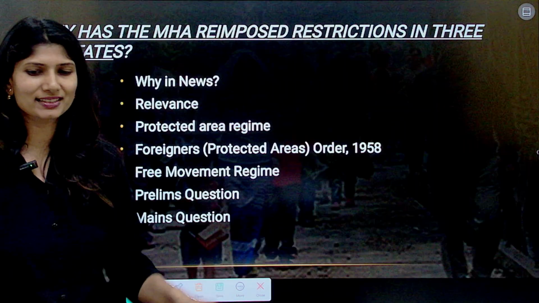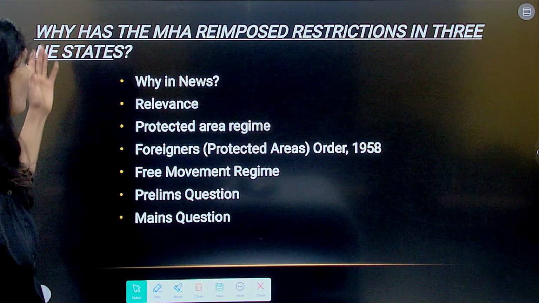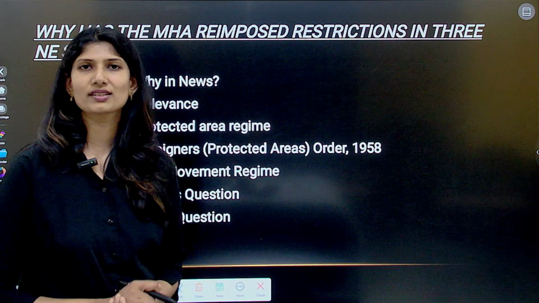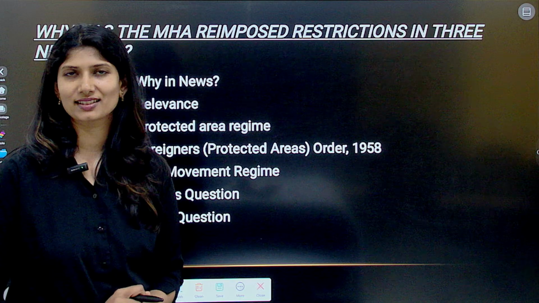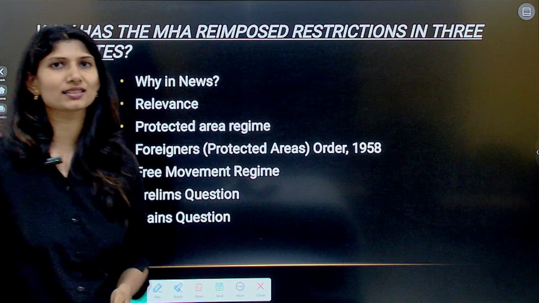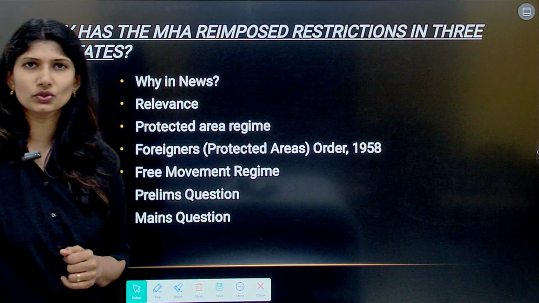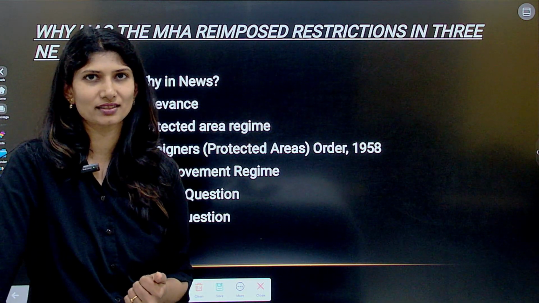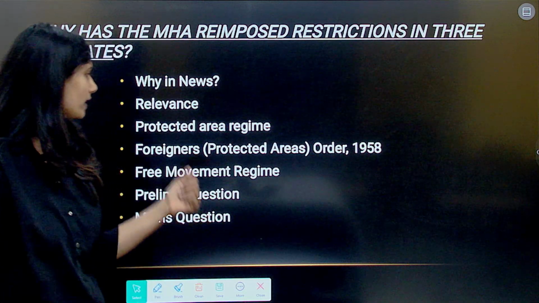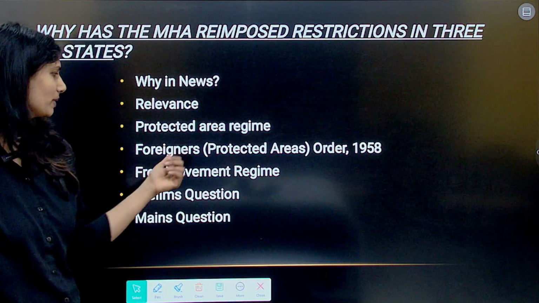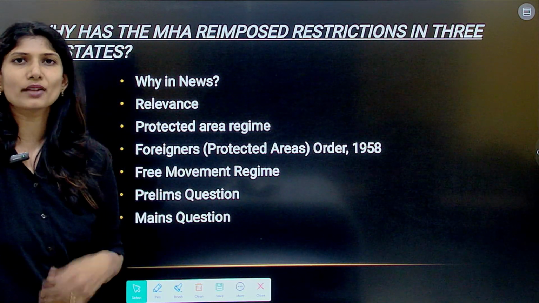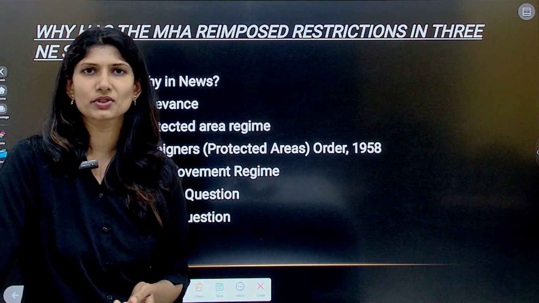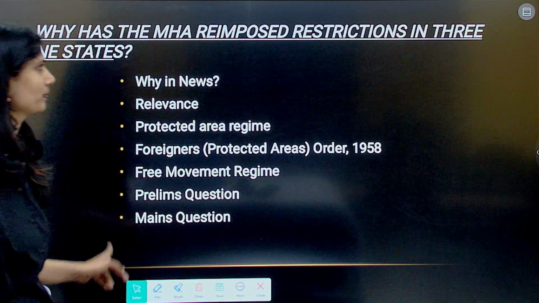So what is the article that we are looking into? Why has the Ministry of Home Affairs reimposed restrictions in 3 northeastern states? In this video, we will be discussing why it is in news and what is the relevance of it to your UPSC, that is your GS paper 3 internal security. We will also be looking into the protected area regime, the Foreigners Orders Act and the free movement regime. And then we will end it with some prelims and mains questions.